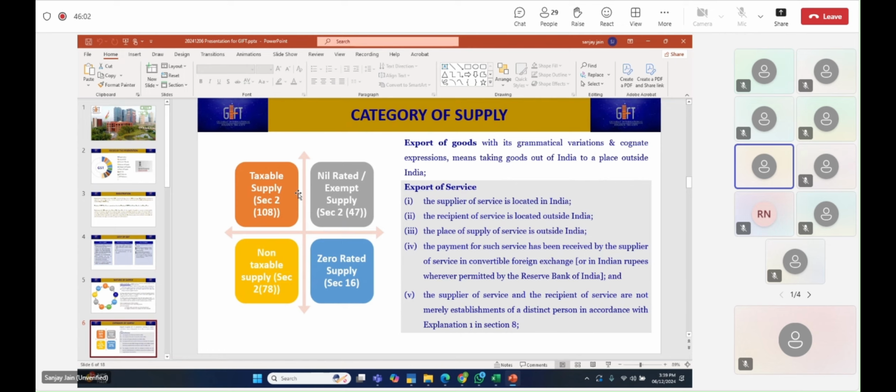Sir, nil rated supply is where the GST rate is zero. Exempted supply is a supply that has been specifically exempted under the Act, and it can become a taxable supply if notified by the government. A zero rated supply is specifically defined under Section 16 of the IGST Act, where it mentions that any supply to an SEZ unit or developer is a zero rated supply. So I think that's the difference.